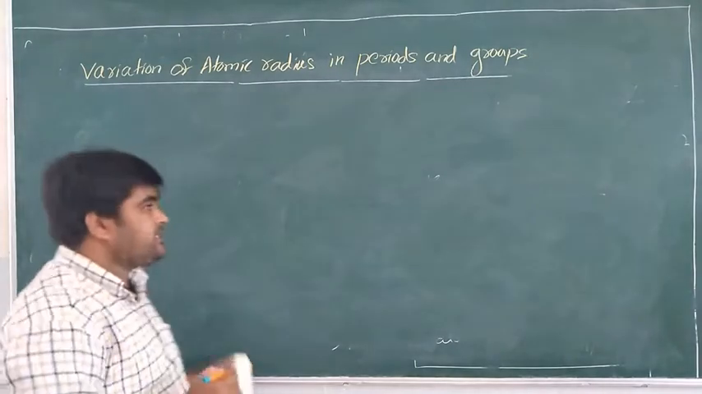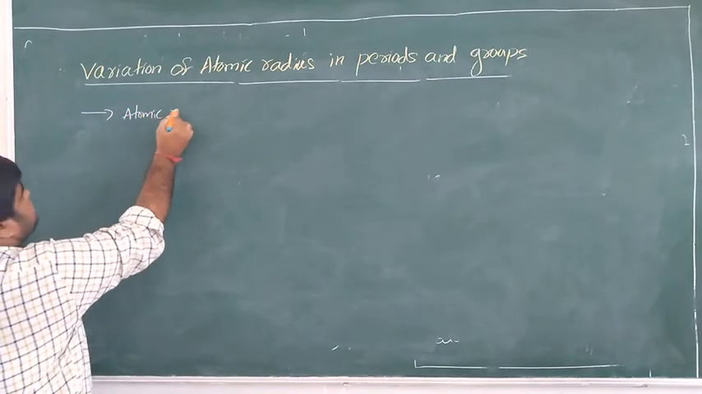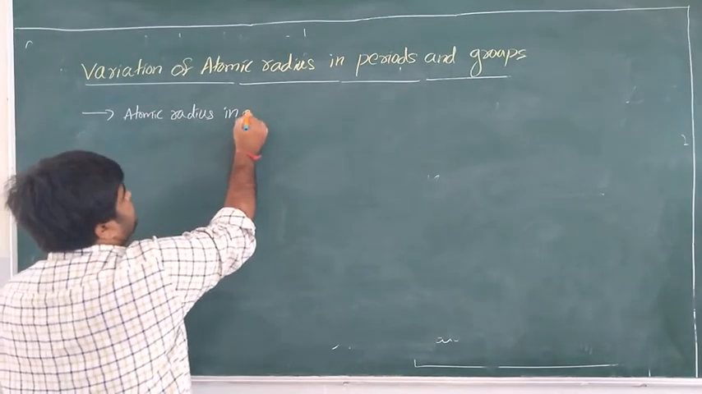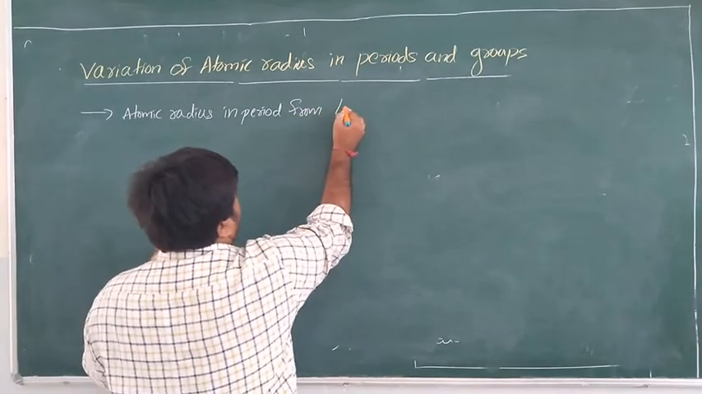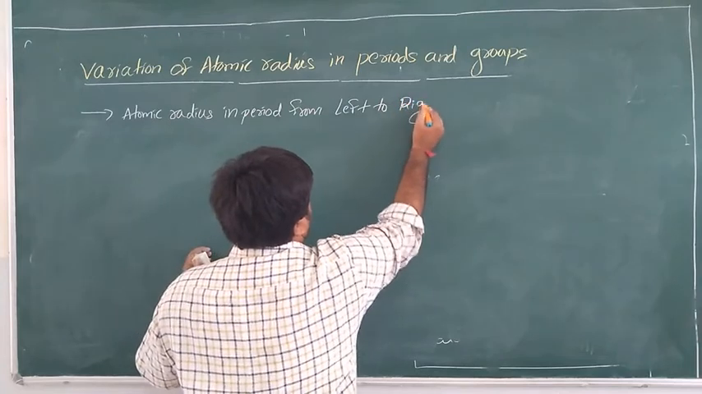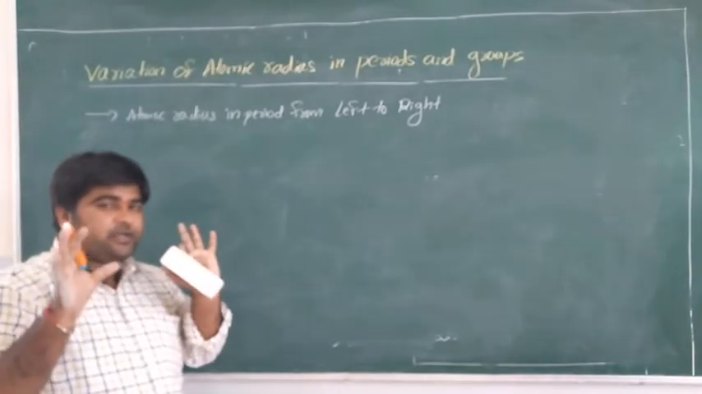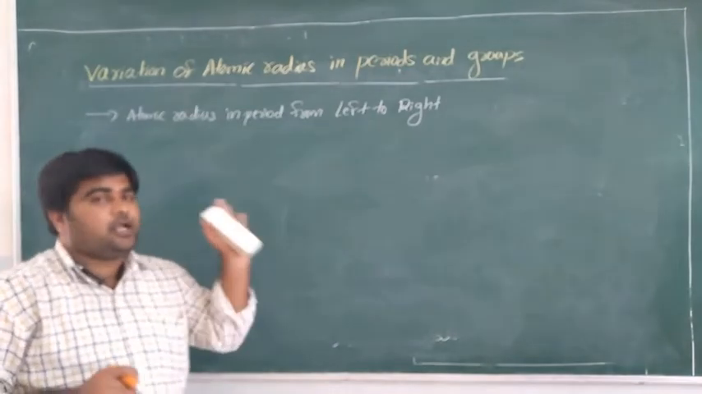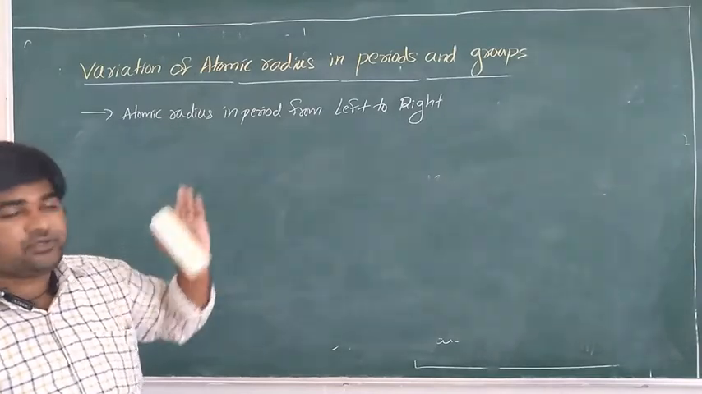Okay. See, let us come to the atomic radius in groups. Sorry, in periods. Atomic radius in periods, from left to right. See, remember the periodic table. Blindly remember left to right. Left to right, what happened? Atomic number is increased.